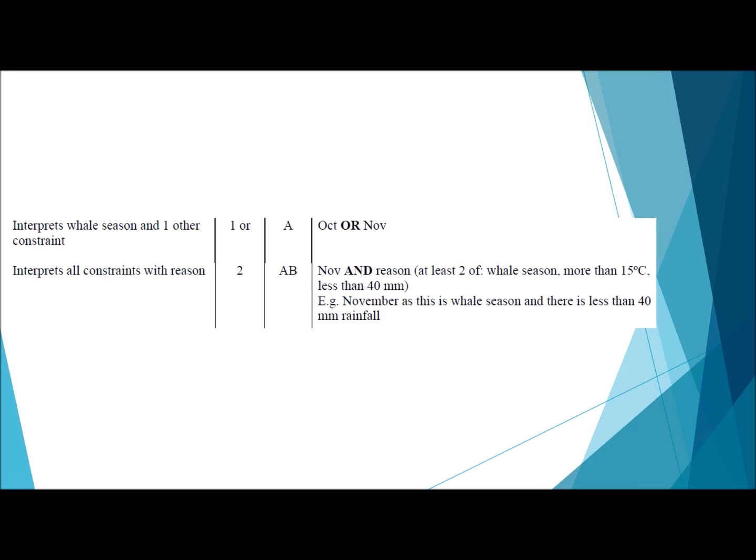Okay, so 2 possible answers, either October or November, would give you 1 mark. For 2 marks, November and a reason. So for example, you could say November is whale season. November is more than 15 degrees Celsius and less than 40 mils. So an example of how you could write it: November, as this is whale season, and there is less than 40 mils rainfall. Because it said reasons, it's good to have put both of them in, although it does say November and reason, so they would have probably let you get away with one of those.